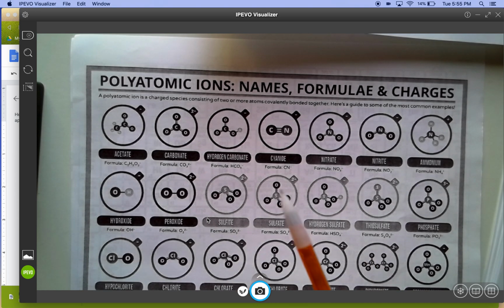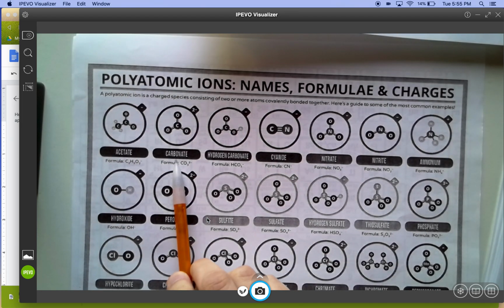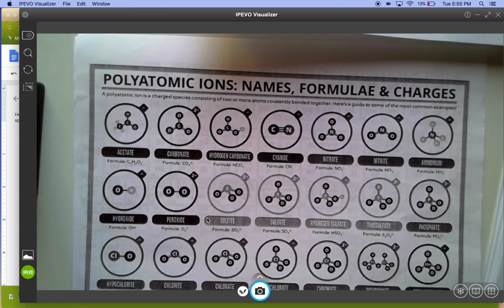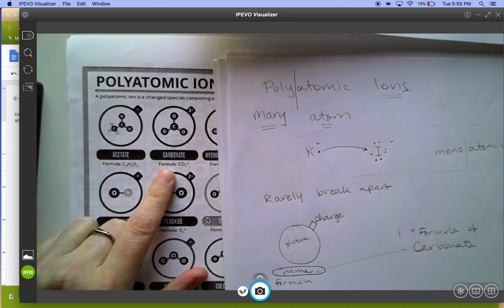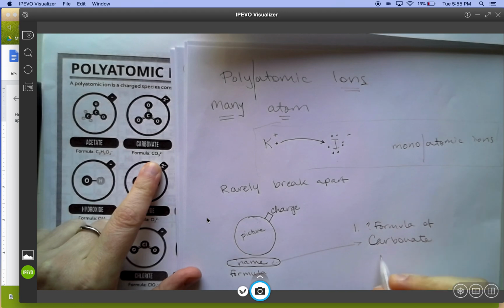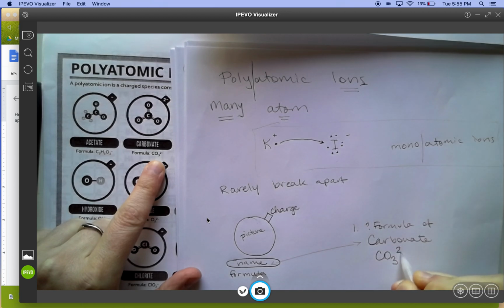Your examples, I'm just going to give you some answers here. That is your carbonate. How did I know? That's the name right there. That's the carbonate. Here we're looking for the formula. So that formula is right underneath. Looking for the formula of carbonate, and we're just going to copy that down. That is CO3 with a charge of 2 negative. So that whole thing there is the formula of carbonate.